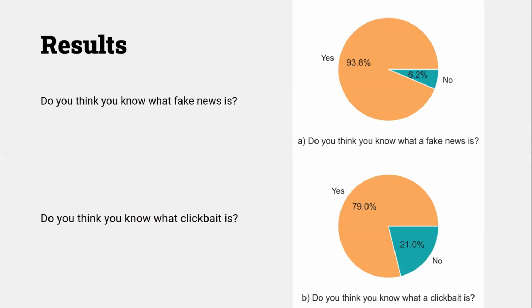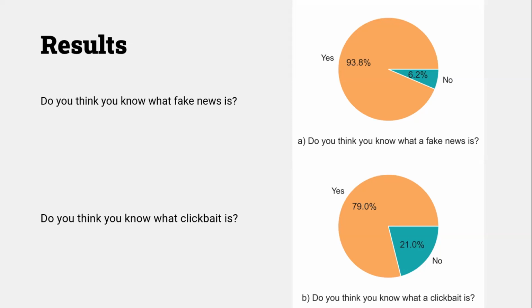The answers to the questions, do you know what a fake news is, and do you know what a clickbait is, are shown in this diagram. 93.8% of the respondents claim that they know what a fake news is, and 79% of them know what a clickbait is. It is no surprise that the percentage of people who know the term fake news is bigger, as there is quite a lot of media coverage on it: news about fake news, informational campaigns, and so on.